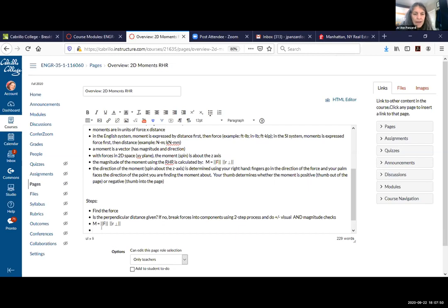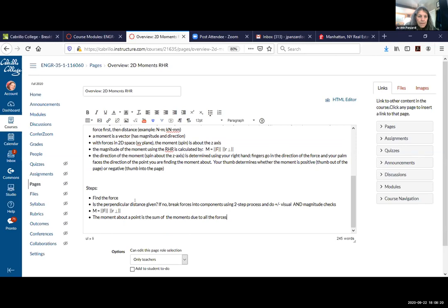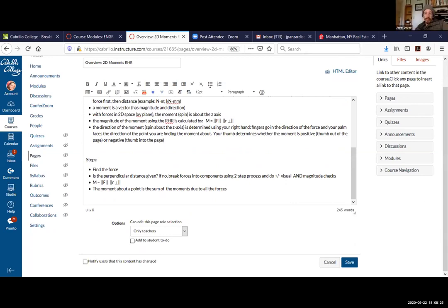And then 4, should I write the total, wait, the moment about a point is the sum of the moments due to all the forces. Is that clear? Good? Everyone? It's okay? Okay. All right, so now let me save this.